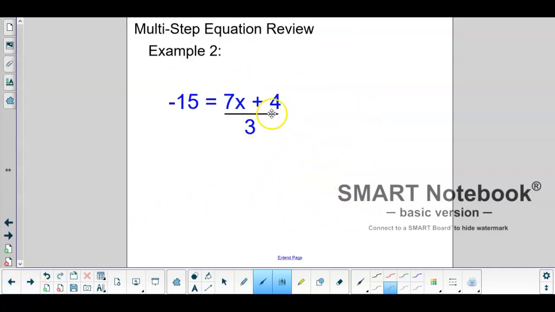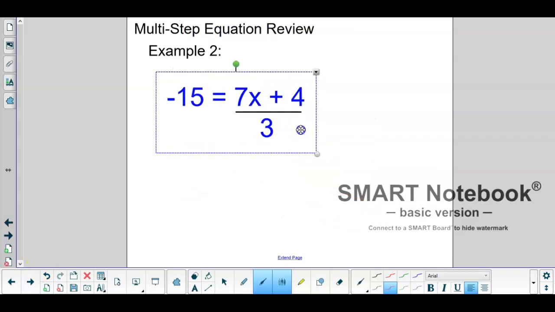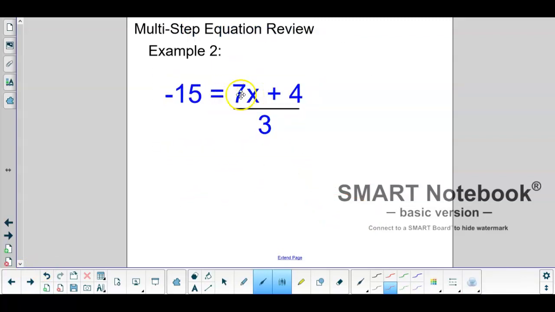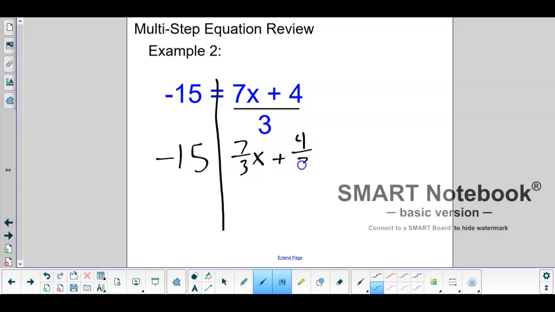Okay, second example. This is going to be the problem that's a little bit new. We saw this when we did expressions, but we've never seen this with an equation. So I have negative 15 is equal to 7 times x plus 4, all being divided by 3. Now, when we talked about these problems earlier this year, we talked about breaking it apart and making everything that's being divided by 3, basically turning the problem into a fraction. So I'm going to rewrite this as 7 over 3x plus 4 over 3.